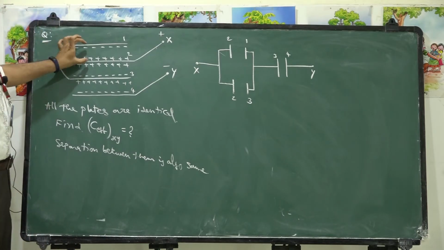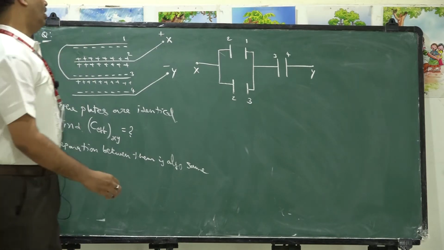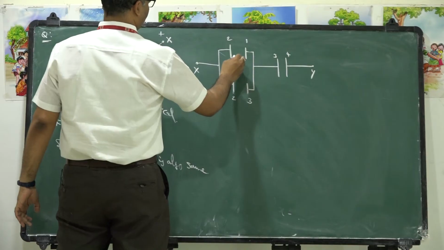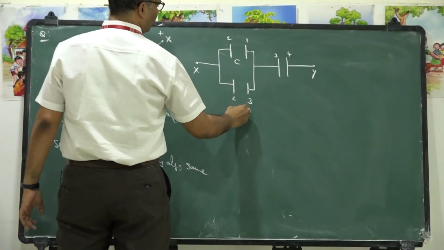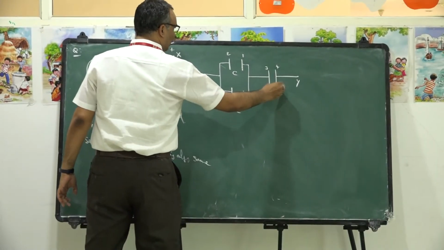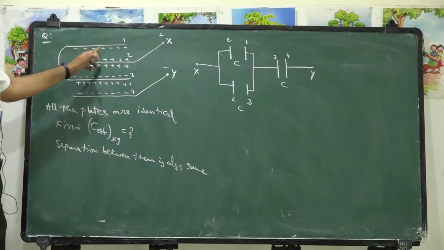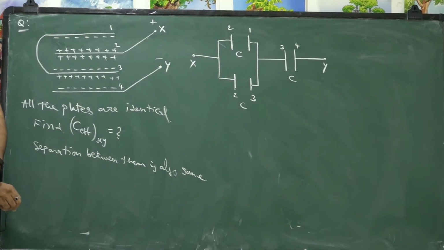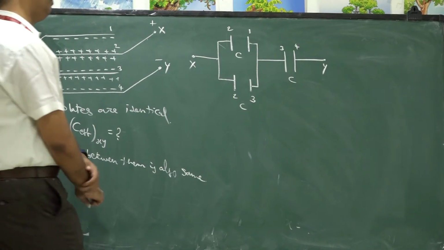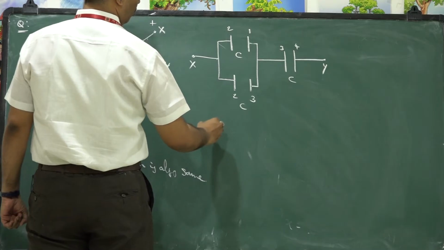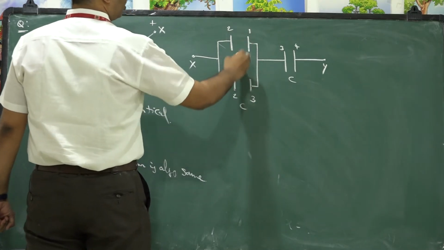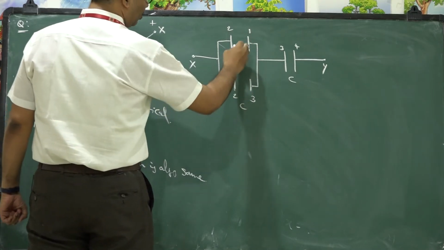Hence, all the 3 capacitors can have identical capacity. Suppose the first set is having capacity C, the second set also has capacity C, the third set also can have, because same area, same separation. Now the effective capacitance is given by, these two are parallel to each other. So effective capacitance is C1 plus C2, it becomes 2C.